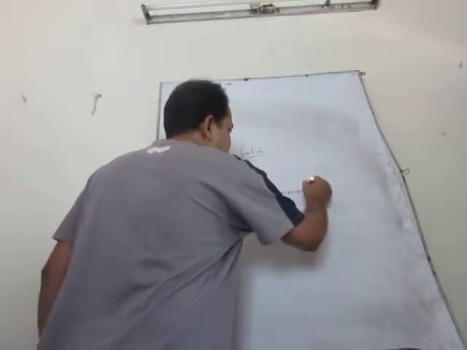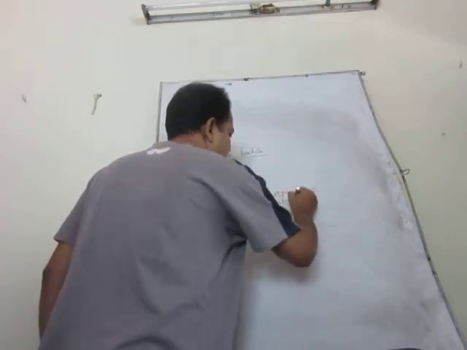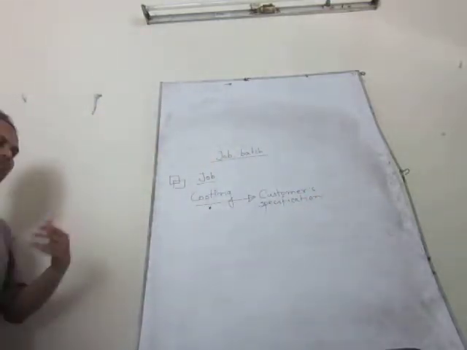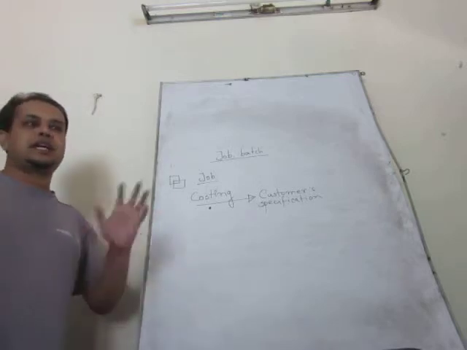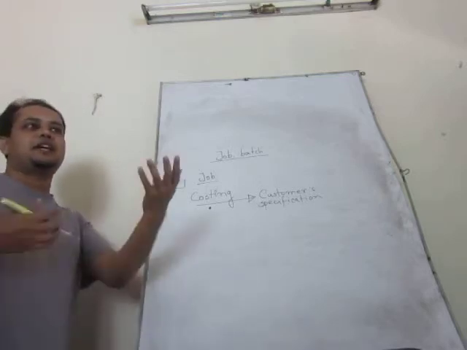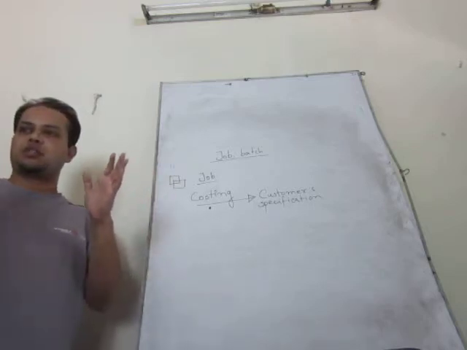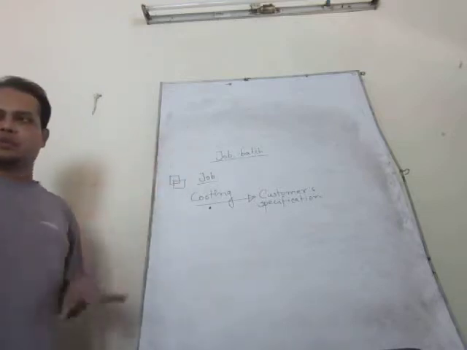Customer's specification. That is, for example, a customer comes with a specification of a kind of machine or a kind of car or a kind of plant. Then the manufacturer tries to build up the cost structure or do that kind of activity. That is all about job costing.